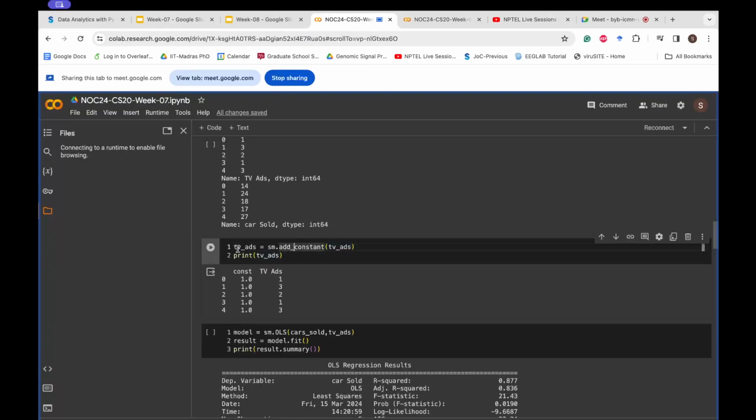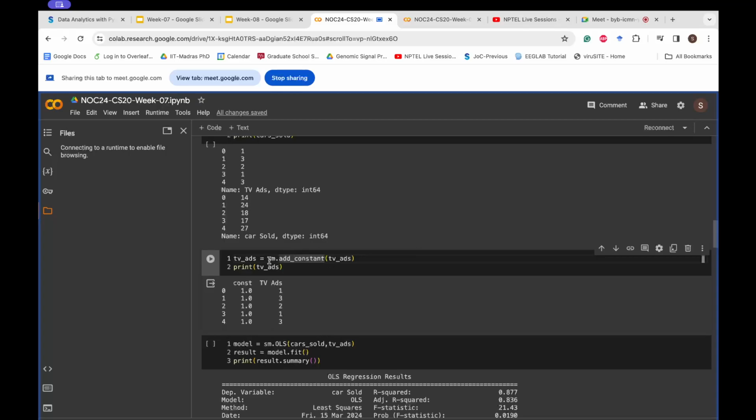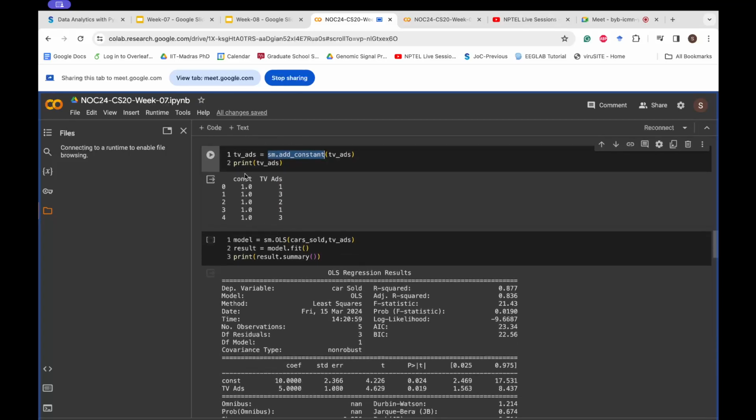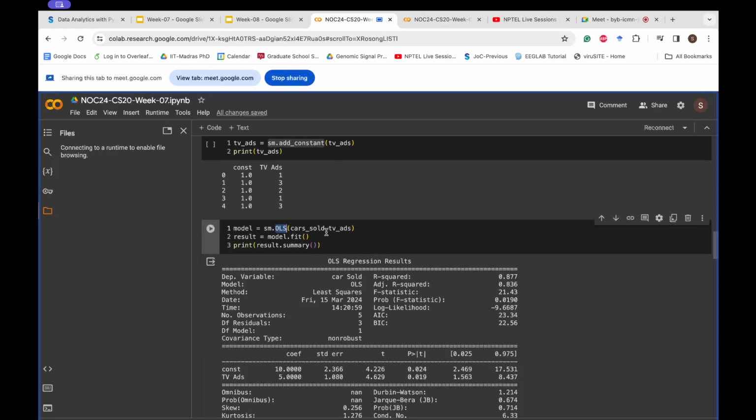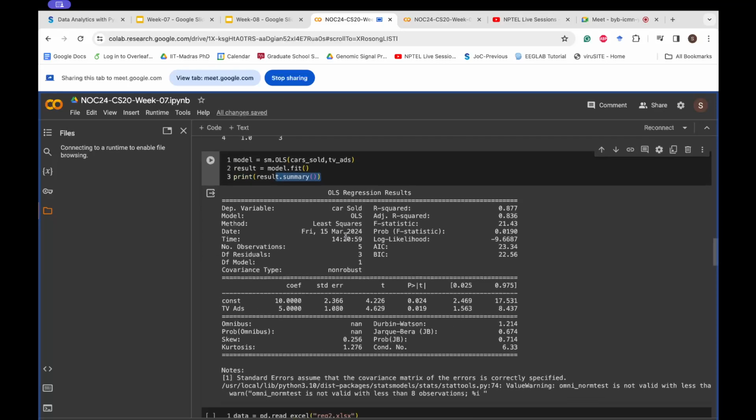Okay, so here we are. The TV ads were 1 2 3 4 1 2 1 3 2 1 3, and we were adding this. So this sm.add_constant function will add ones to your particular independent variable list, and then you are passing this in the OLS function. OLS is nothing but ordinary least squares. So you pass in the value of y and the x, which is appended with constants, to this OLS. You fit the data to the model, and then we are printing the summary over here.